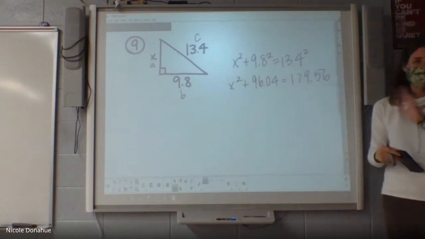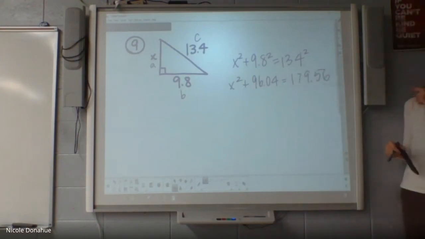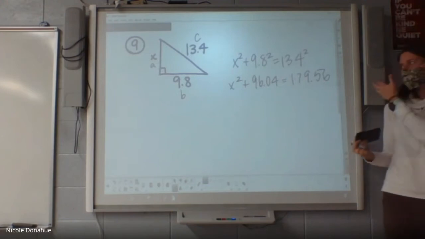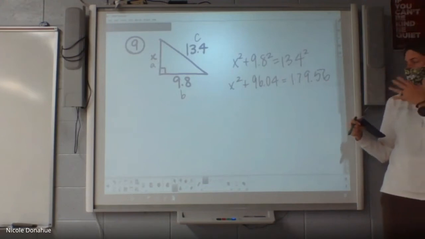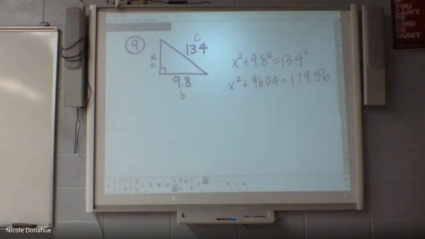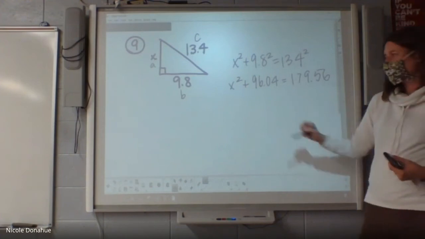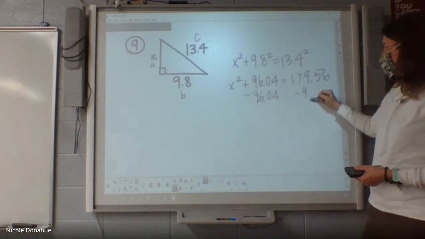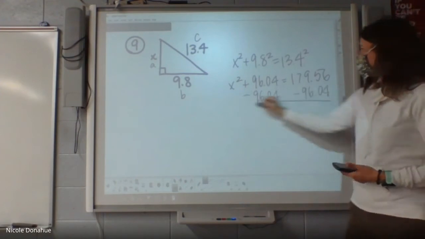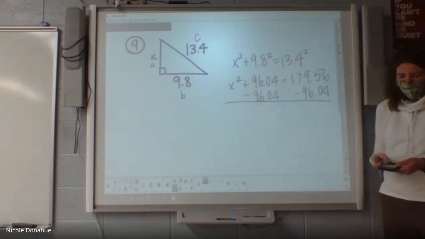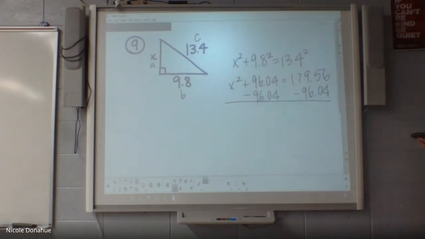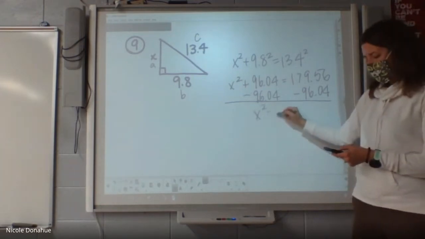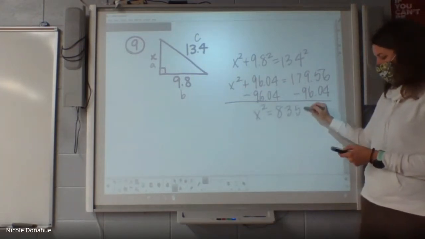So don't do too much rounding yet. Like, don't say, oh, I'm gonna call that 190 or 179.6. Rounding off too much is really gonna cause your answer to be different enough that it makes you nervous that you did something wrong. So now I'm gonna subtract that, and a lot of times I just leave whatever's in my calculator so I have less typing to do. So I get x squared equals 83.52.